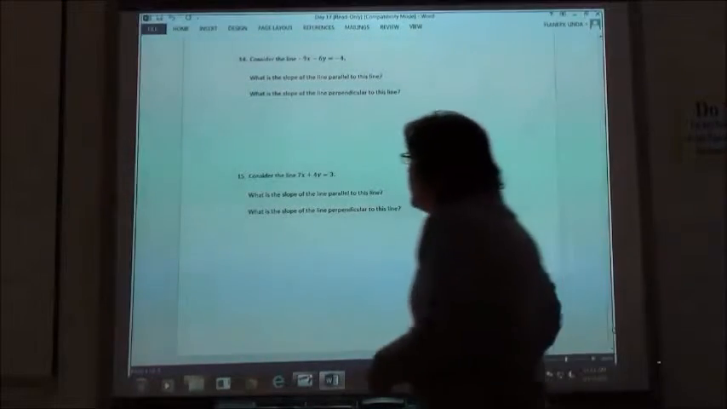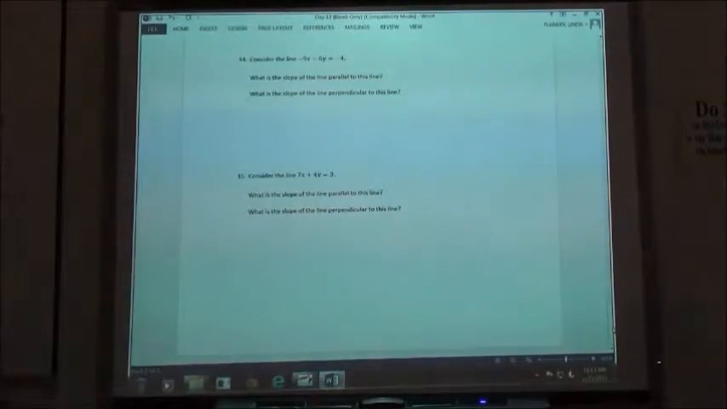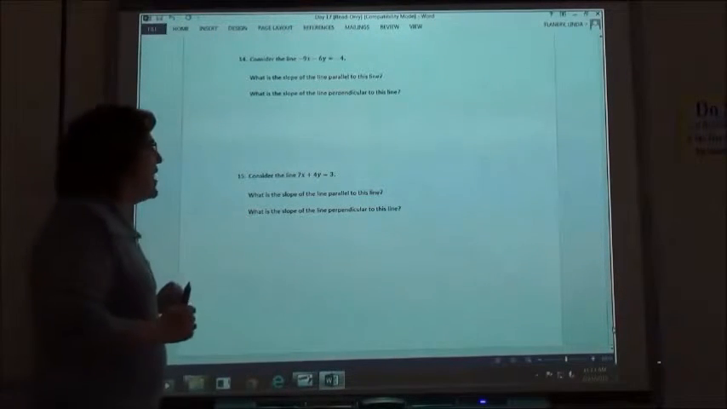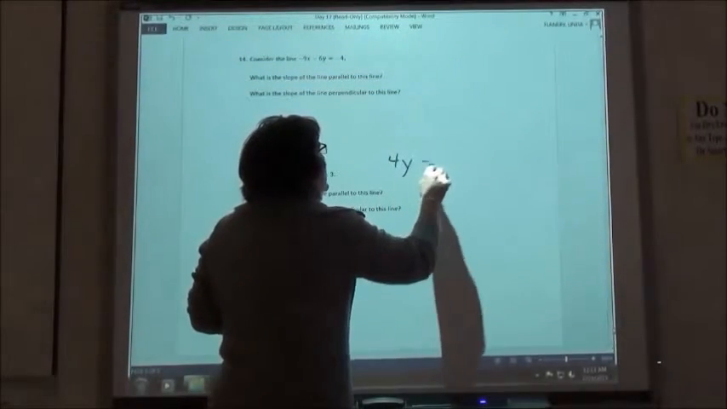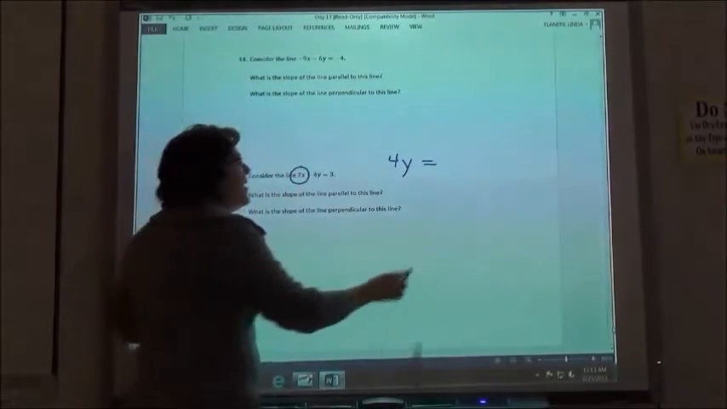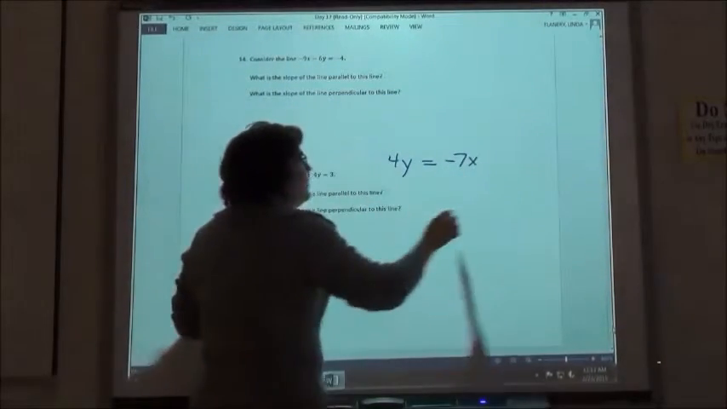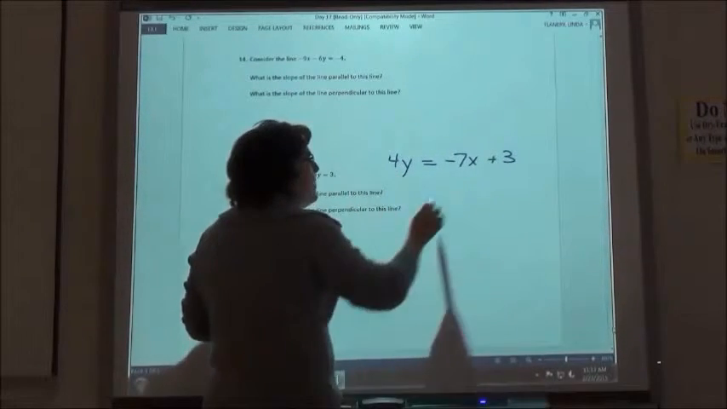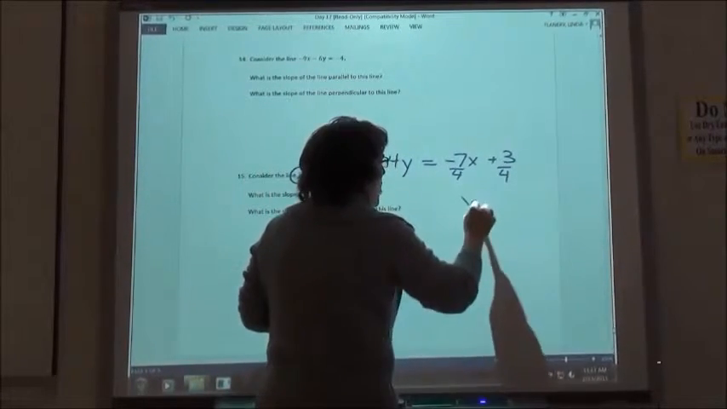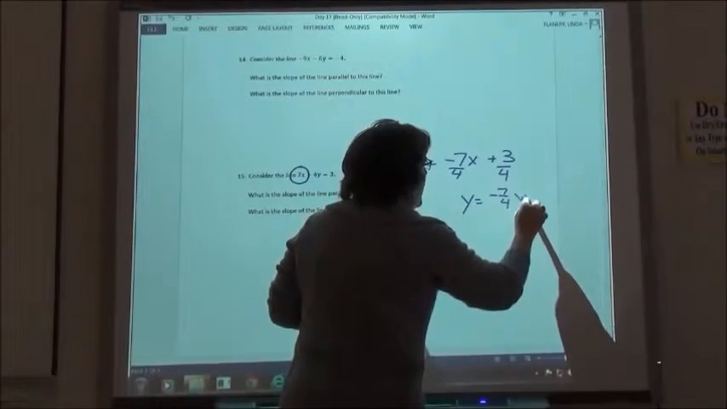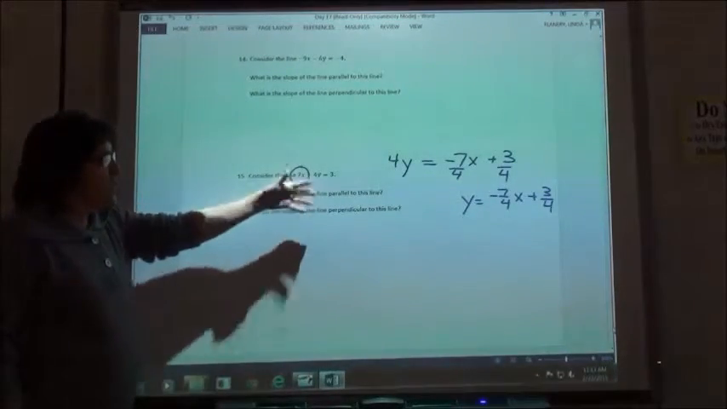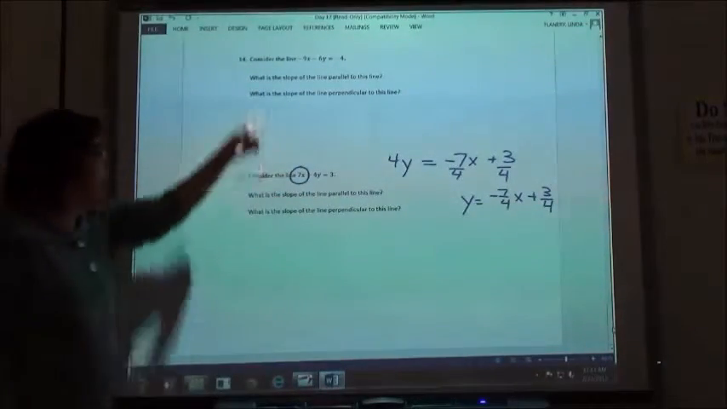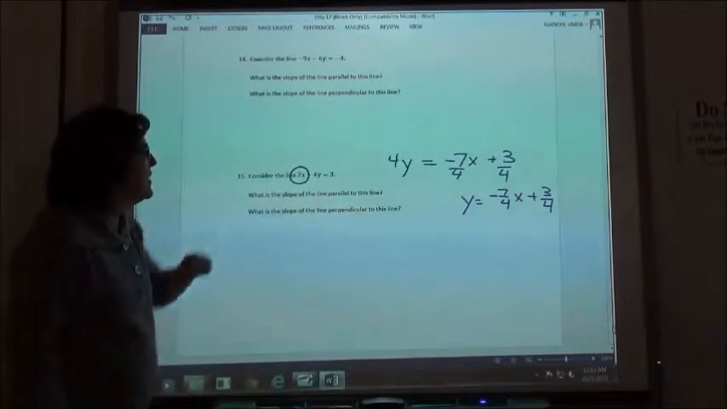And the last one, number 15, same thing. If I have the line 7x plus 4y equals 3, and I want the slope of the line that's parallel and the slope of the line that's perpendicular, first thing I need to do is solve that for y. So 4y is going to equal, this is a positive 7x, so I'm going to make it negative 7x plus 3. I then have to divide by my 4. So y equals negative 7/4 x plus 3/4. Watch to see if they switch these around, because I believe sometimes they do. I didn't when I typed up my paper, but sometimes I think they switch them.